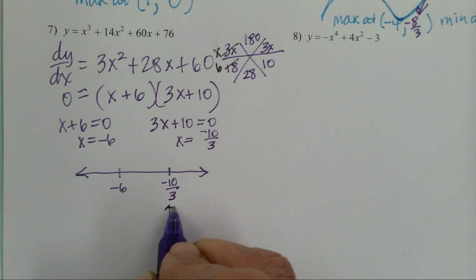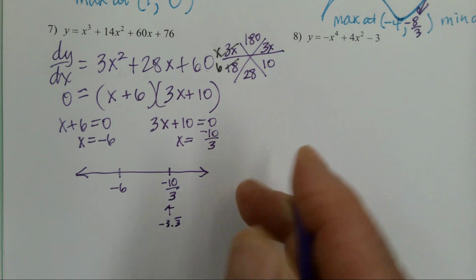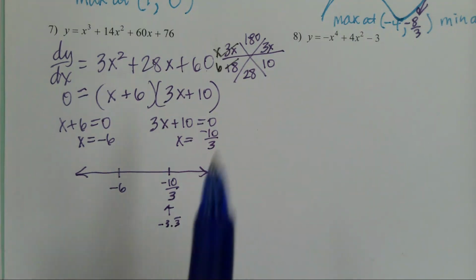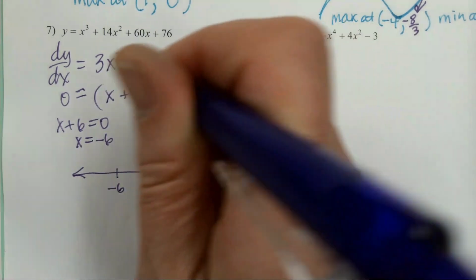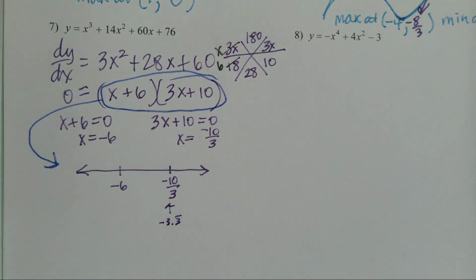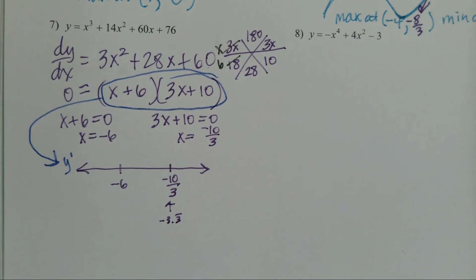Remember, negative 10 thirds is negative 3.3 repeating, just to get an idea of about where that is when I'm trying to find my test points. And I want to test something to the left of negative 6. Give me a value. Negative 7. Negative 7, great. I'm going to be looking up here. This is what I'm going to look at. That's my derivative. That's what I'm going to use. This is a y prime chart or a derivative chart or an f prime chart or whatever you want to call it. It's a derivative chart.